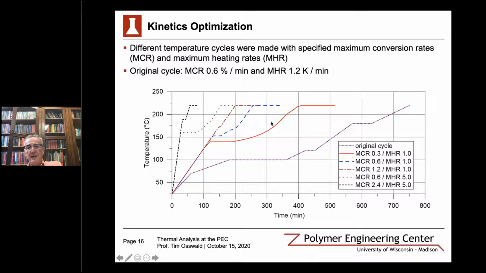And so at the end, you can see we had one that was relatively short, with a maximum conversion rate of 2.4 and a 5 degrees Kelvin per minute heating rate. And so we then cured several parts. So this is optimized. Then we apply these optimized heating cycles to actual plates.